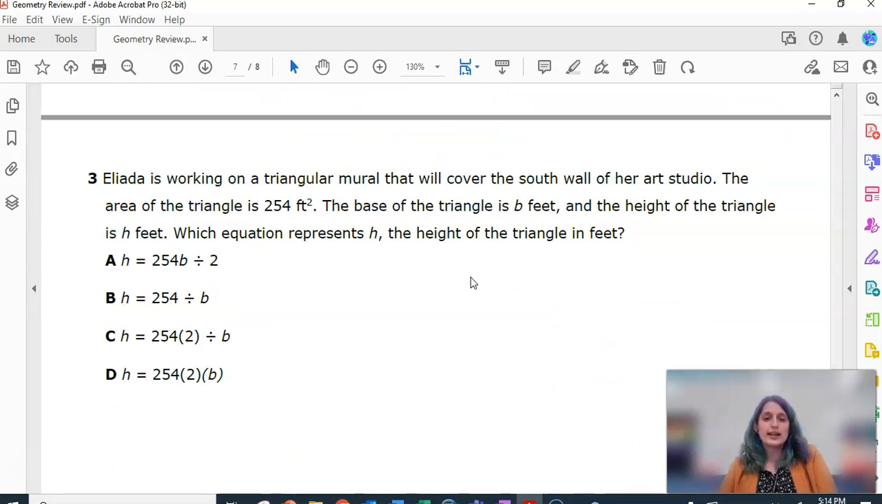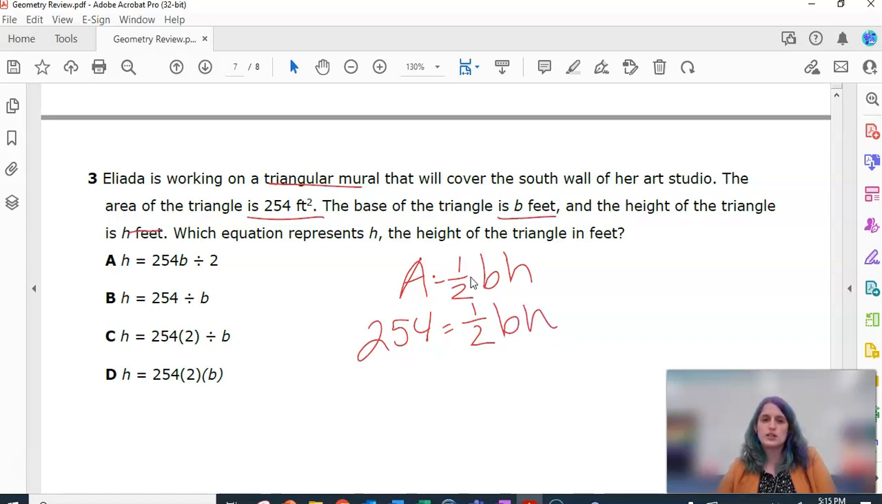All right, we have a triangular mural. Triangular means it's describing a triangle. Area equals 1/2 of the base times the height. The triangle, oh, we already know the area. Area is 254 equals 1/2 of the base. The base is B. We don't know it. We're going to leave it as a B. And the H is still H. But we want to know what this equation looks like when it's isolated for H, which means that we need to move this times 1/2 times B to the other side.